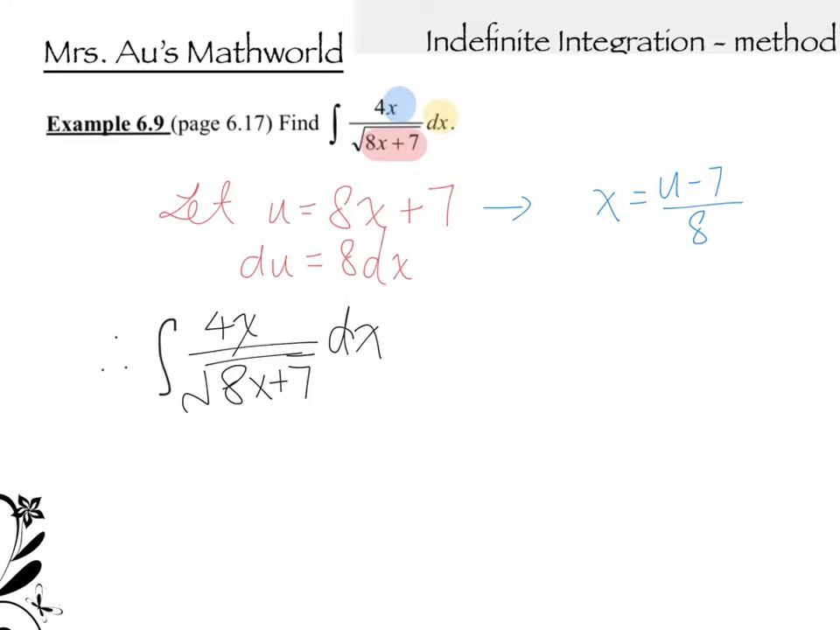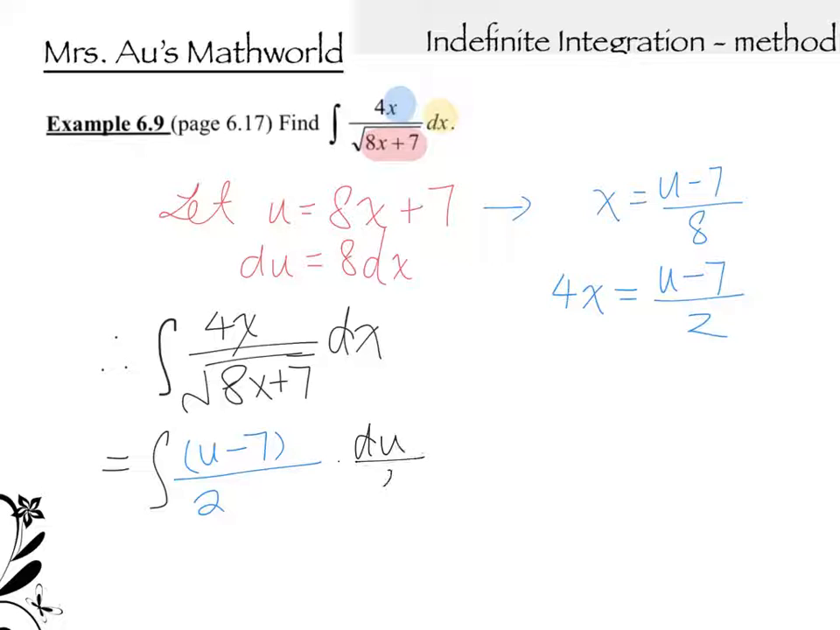Therefore, from the integral here, you will get 4x. So here x equals u minus 7 divided by 8, then 4x equals u minus 7 divided by 2. Okay, so you have u minus 7 divided by 2. And then dx is equal to du divided by 8. And at the same time, we need to also handle square root of 8x plus 7. That means u to the power 1 over 2.